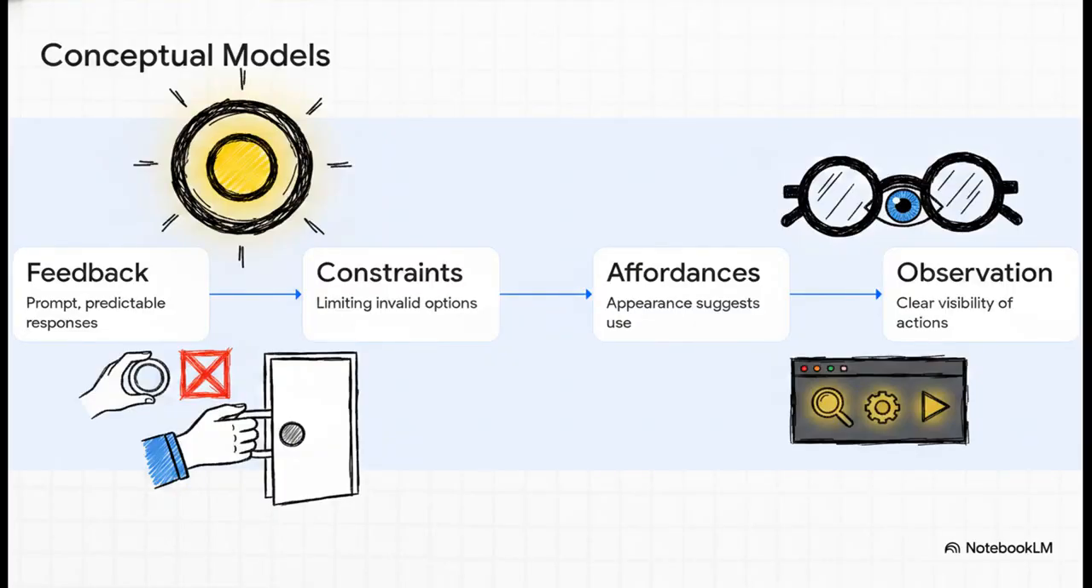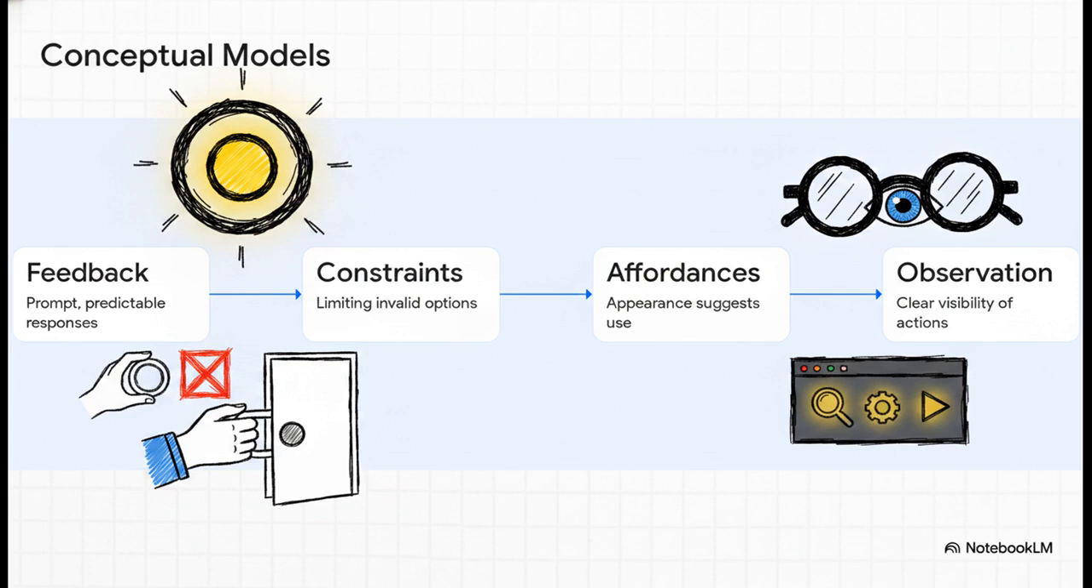To fix these everyday frustrations, designers rely on conceptual models, which is essentially how a good design communicates its function directly from the designer to the user. Don Norman, a legendary pioneer in this field, outlined 4 critical concepts you need to memorize. First, feedback. The system must give a prompt, predictable response so you know your action actually registered. Think of an elevator button lighting up the second you press it.